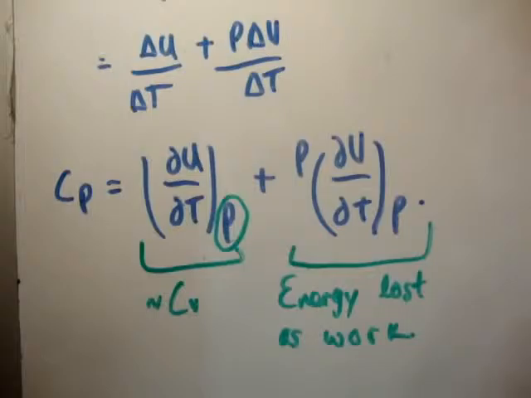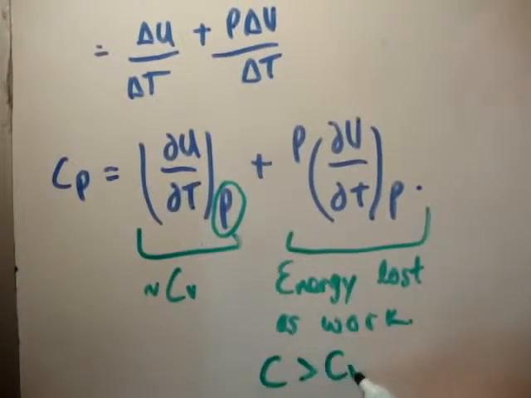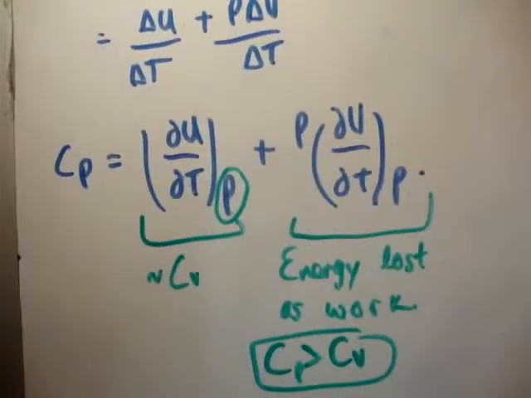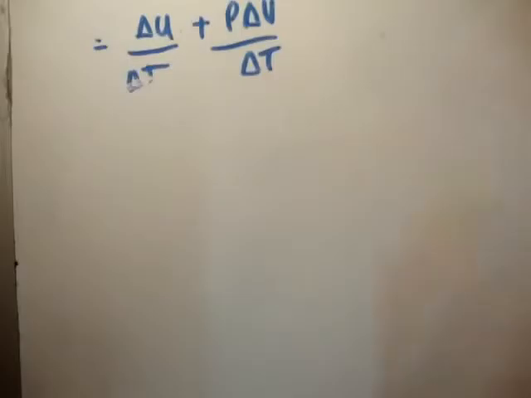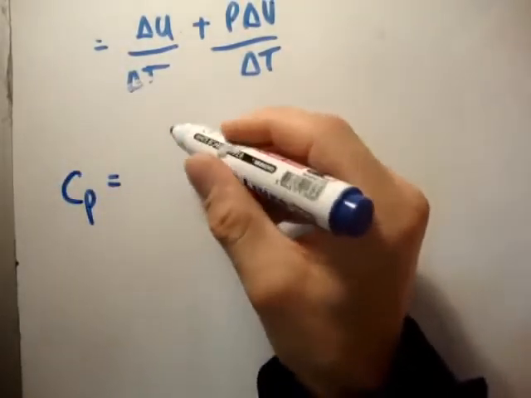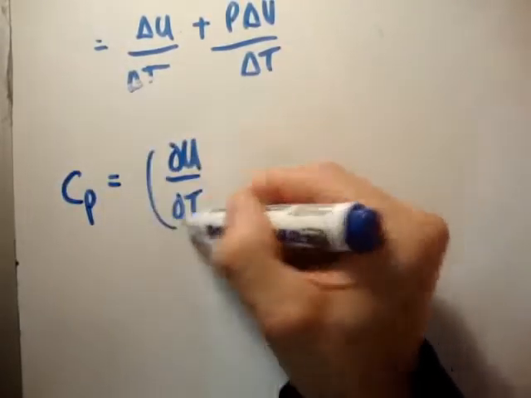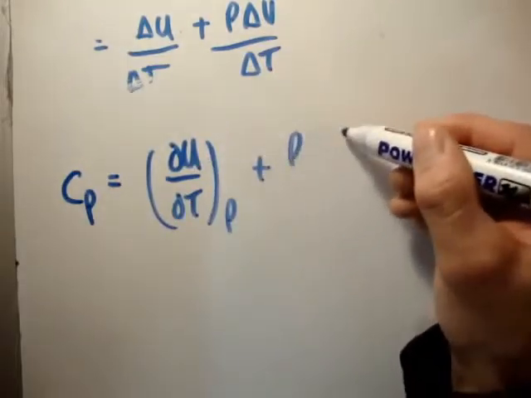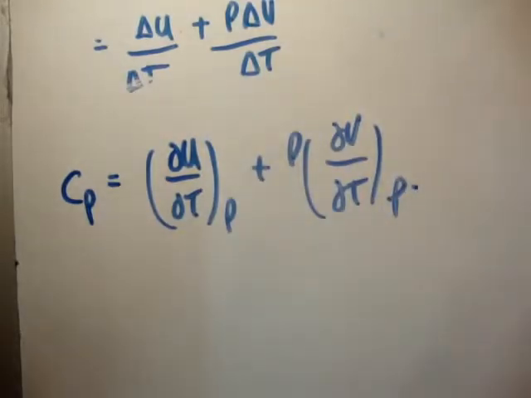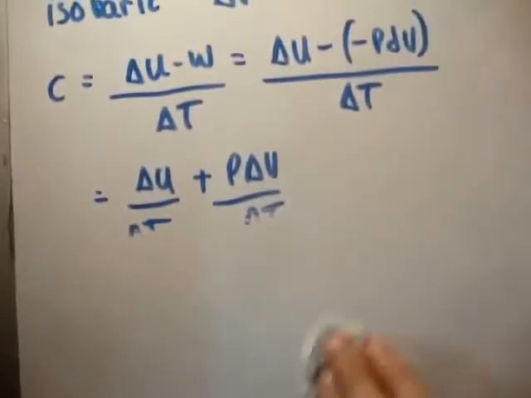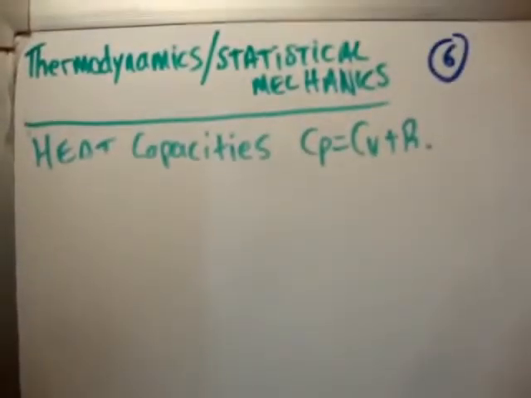As I said, when the system expands, C is greater than CV. And in this case we're talking about CP, the heat capacity at constant pressure. So to rewrite that quickly, the heat capacity at constant pressure is equal to del U del T at constant pressure plus P times del V del T at constant pressure. And the heat capacity at constant pressure is greater than the heat capacity at constant volume because we have to do work on our surroundings. Simple as.